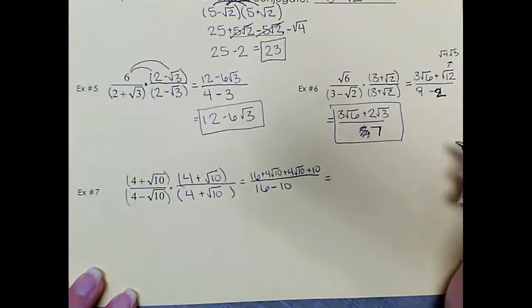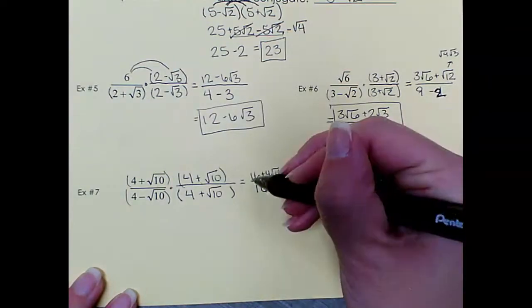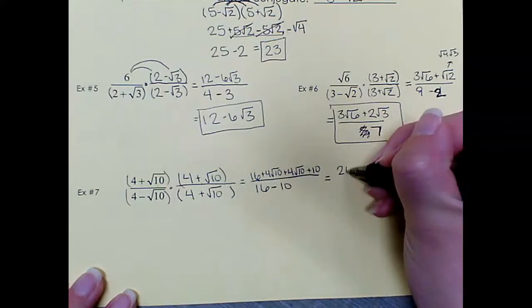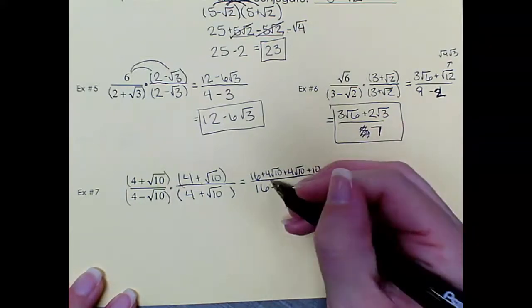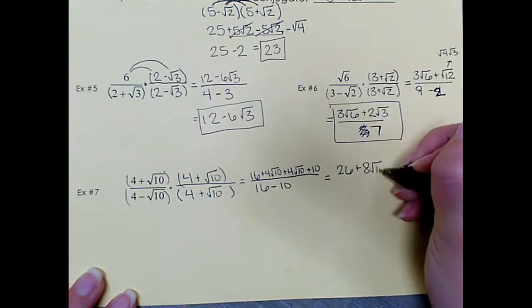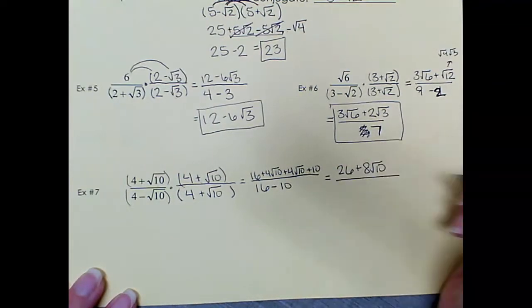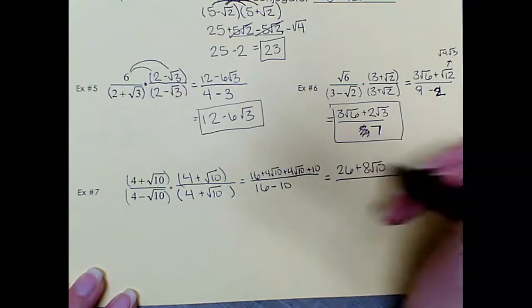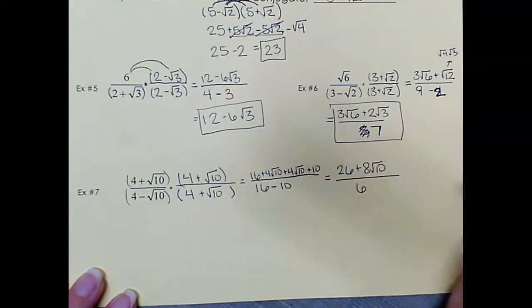So what this becomes is 16 plus 10, which is 26, plus 4 square roots of 10 plus 4 square roots of 10. That's 8 square roots of 10. Over 16 minus 10, which is 6.